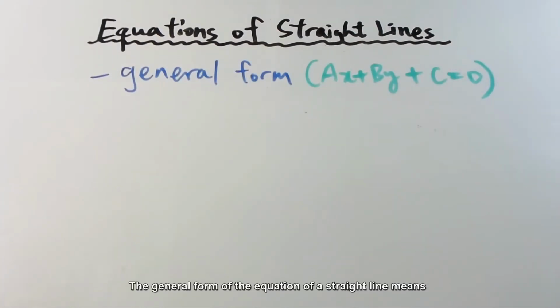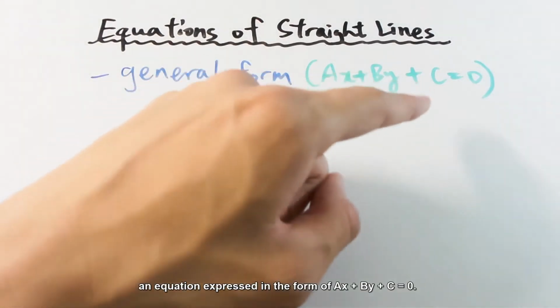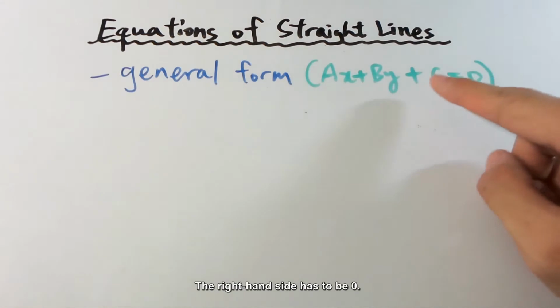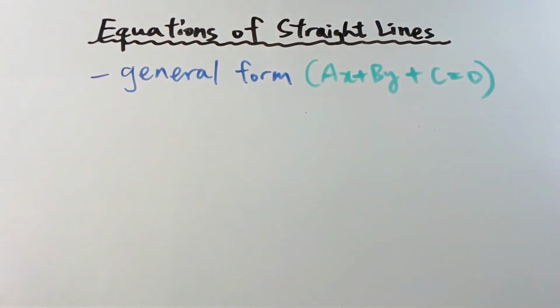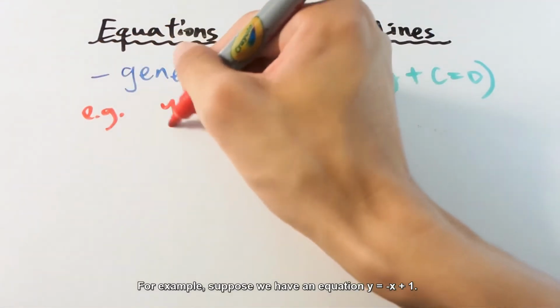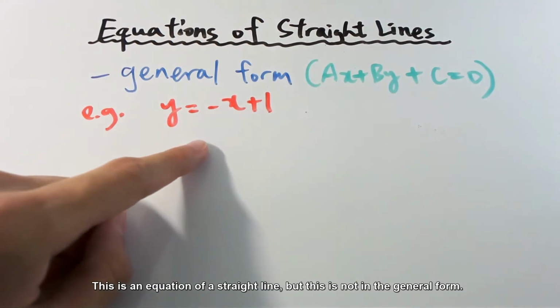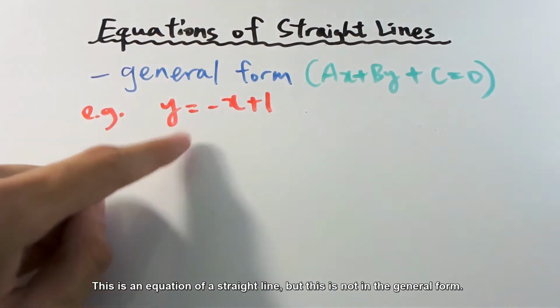The general form of the equation of a straight line means an equation expressed in the form of ax plus by plus c equals 0. The right hand side has to be 0. For example, suppose we have an equation y equals minus x plus 1. This is an equation of a straight line, but this is not in the general form.